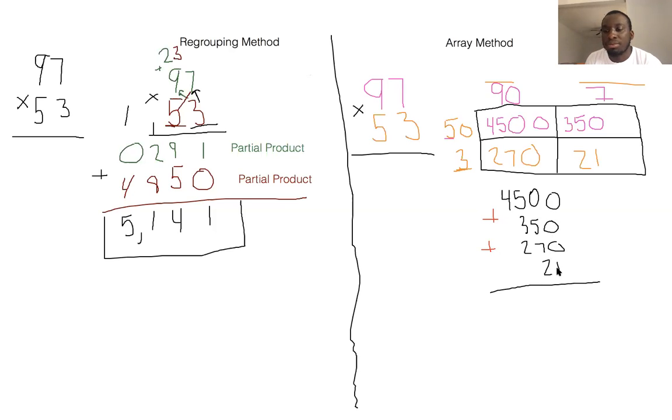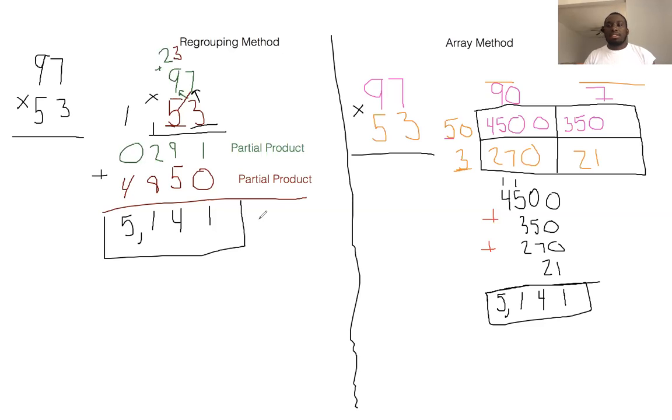0 plus 0 plus 0 plus 1 equals 1. 2 plus 7 is 9. Plus 5 is 14. Carry my 1. 2 plus 3 equals 5. Plus 5 equals 10. Plus 1 equals 11. And 4 plus 1 equals 5. I have my ones, tens, hundreds, comma, thousands. So my answer is 5,141, which is the same as my regrouping method.